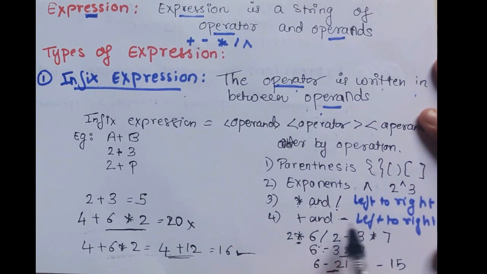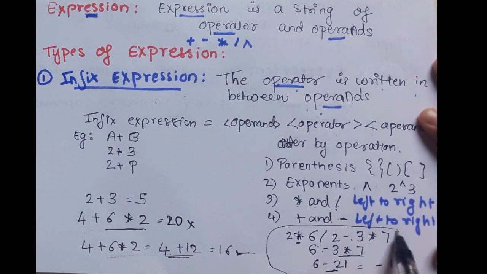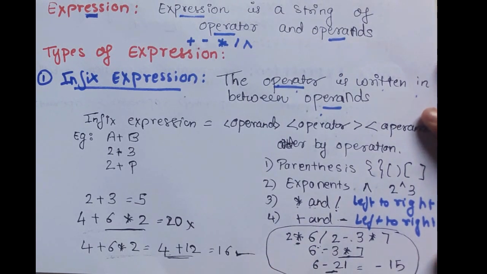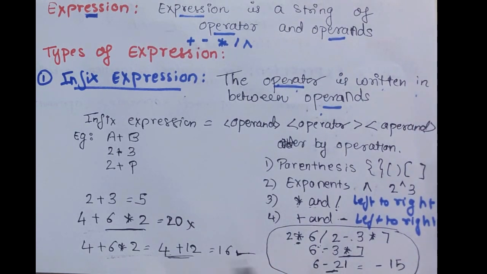So, for solving these expressions, we require two types of rules. One is operator precedence rule and another is associativity rule. So many rules we have to follow in order to solve this expression, isn't it? Another way to solve this expression is that we can use parenthesis.